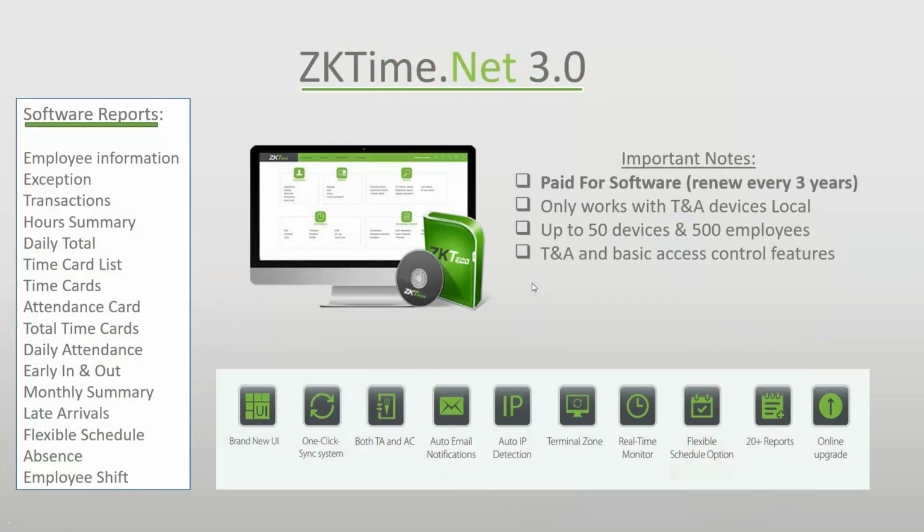The next one is TimeNet 3.0, but we're not going to focus on this. It doesn't really work on the HORUS series, but it does work on your normal time and attendance fingerprint terminals and your basic time and attendance terminals. A very important note: it's paid-for software and you have to renew it every 3 years. It's pretty cost effective. You can handle up to 50 devices and 500 employees, and it gives you basic time and attendance and basic access control features.